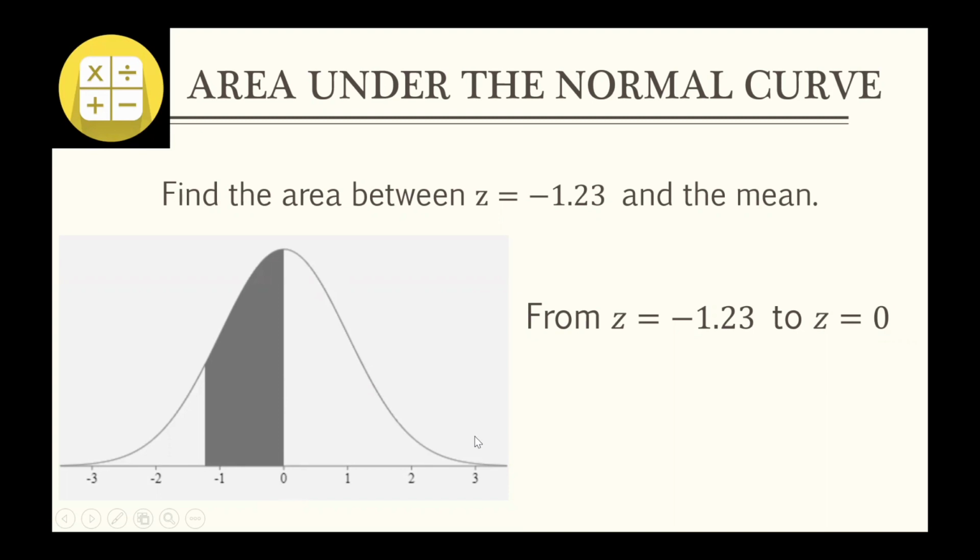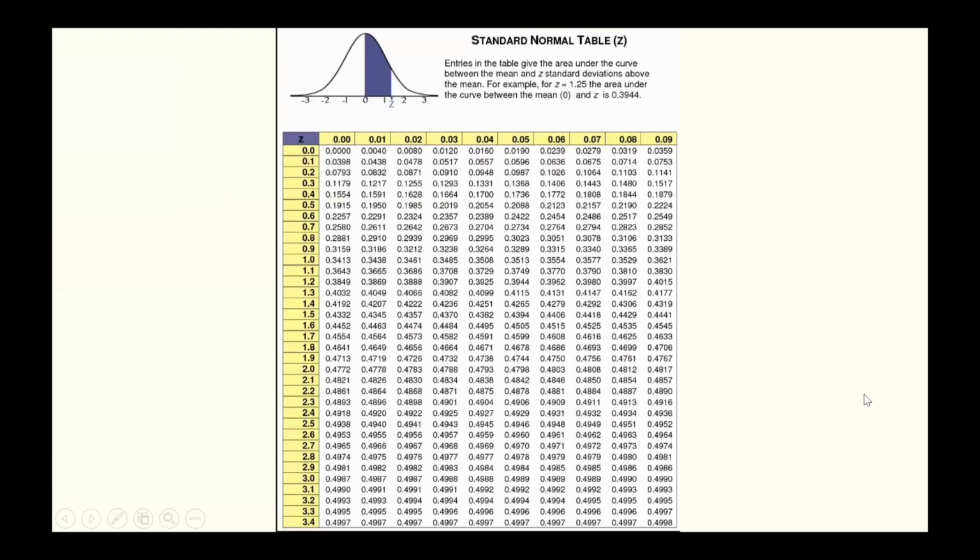To write the symbol, write letter P, meaning the probability of, open parenthesis, then the first z-score from left to right, which is negative 1.23, less than z, less than 0, which is the value of the mean. Then we're going to get that value using the standard normal table for z.